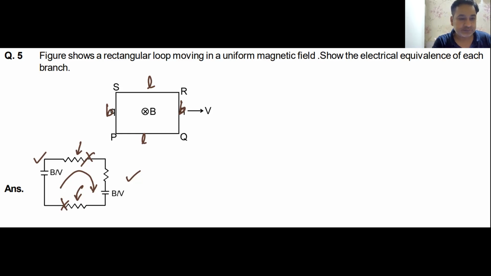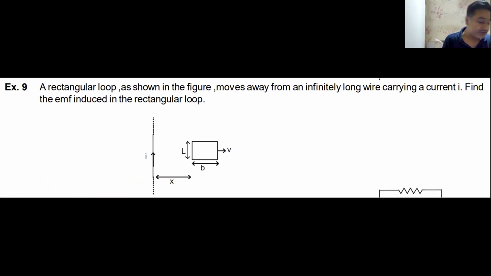So that is how you can do this. Now let us move on to a question where you might not have a uniform magnetic field. And what will happen in this case? So this is the simplest possible case. You have a rectangular loop as shown in the figure moving away from an infinitely long conducting wire. Find the EMF induced in this loop.